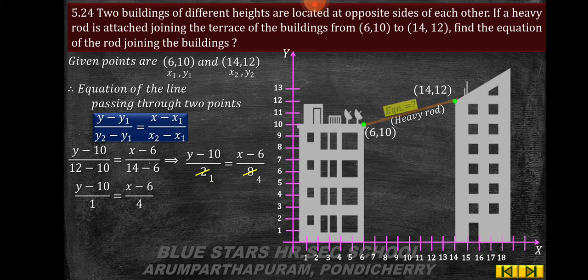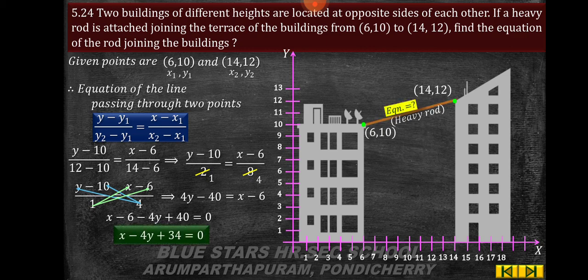(y minus 10) divided by 1 is equal to (x minus 6) by 4. Then 4 into y minus 4 into 10, which implies 4y minus 40. Then 1 into x minus 1 into 6, which is equal to x minus 6. Therefore, you get x minus 6 minus 4y plus 40 is equal to 0. Therefore, the equation of a straight line is x minus 4y plus 34 is equal to 0.